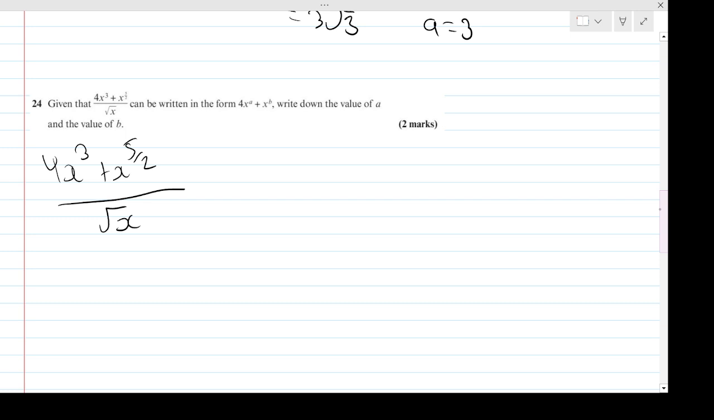Okay, so hopefully you notice there's no fraction in the final answer. So that means we're going to need to split up this fraction. Okay, that's a common strategy with this sort of thing before we simplify anything. So we're going to split this fraction up. We're going to have 4x cubed over root x, plus x to the 5 over 2 over root x.